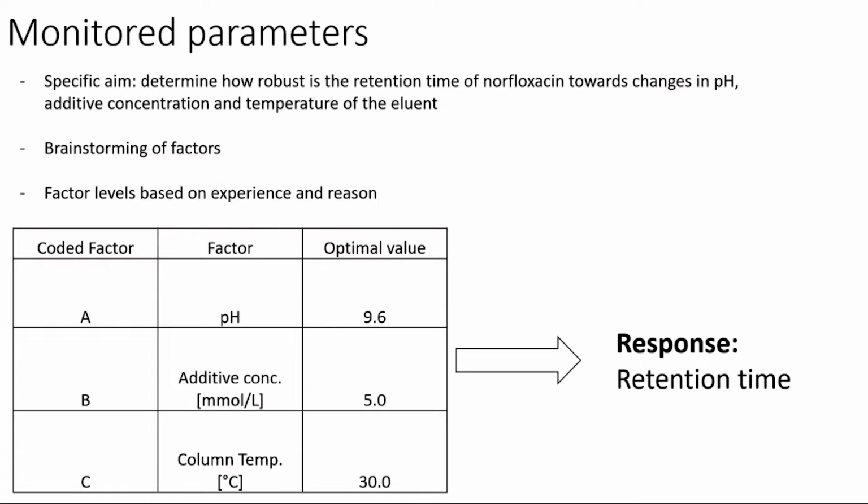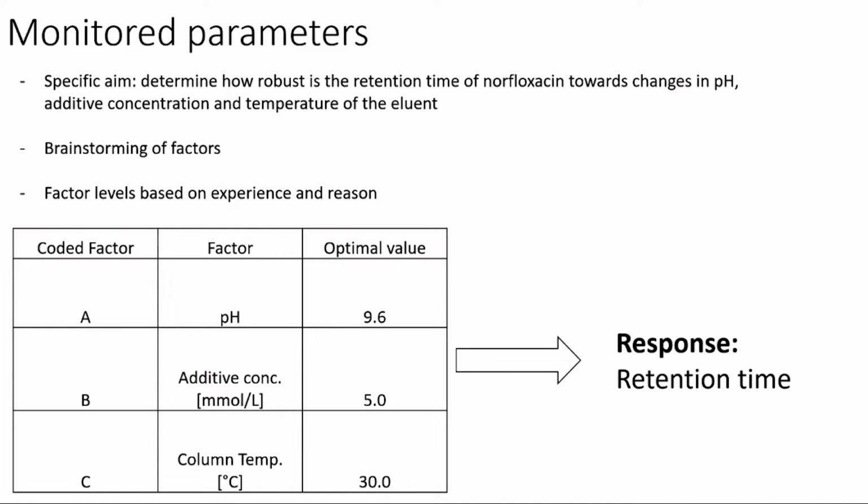But now let's consider the table below. First of all, we see that our three factors also have a coded value. This is done for easier understanding of the tables later, because this makes them easier to read. Additionally, we also see that our factors have optimal values. These optimal values have been previously determined in the method development and method optimization part. And additionally, we think that these factors actually influence the response, the retention time.